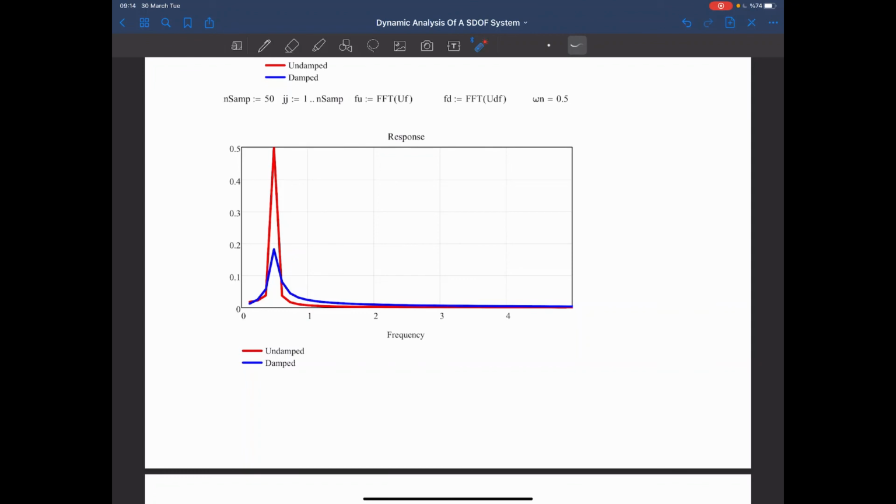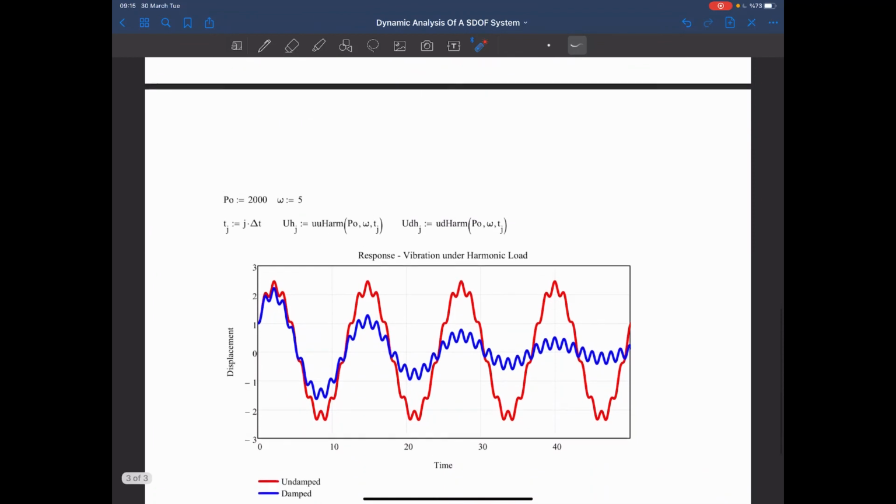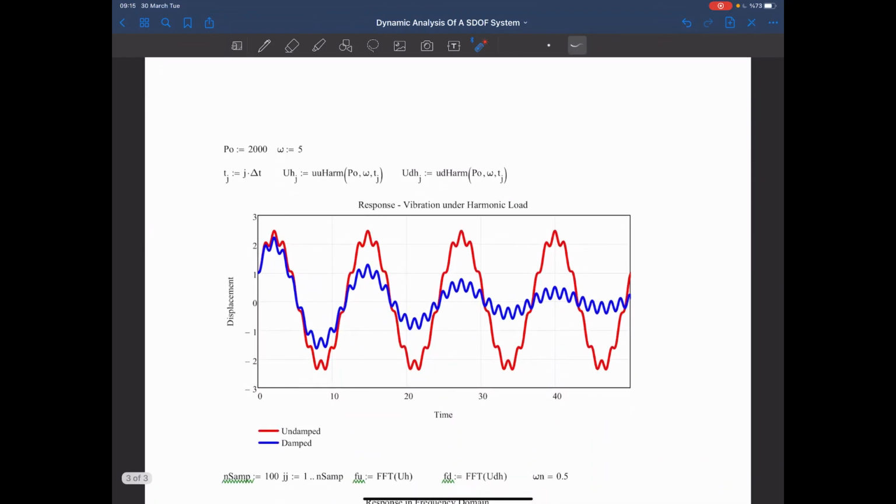So this is the case with free vibration. Since it's a single degree of freedom system, we see only oscillations with respect to the natural frequency of the system, and that's it. There's no other oscillation in the system. Now, if we take a look at the second case, I define P0 as equal to 2000 and the frequency of the applied loading is 5. So it's a faster loading, faster than the natural frequency of the system.